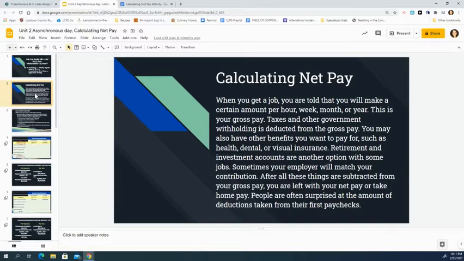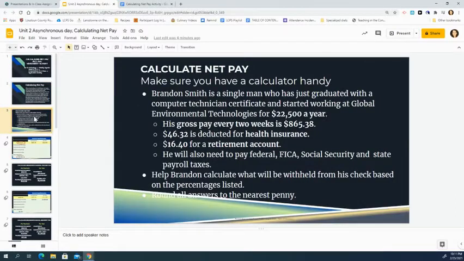After all of these things are subtracted from your gross pay, you're left with your net pay, or your take-home pay. People are often surprised at the amount of deductions taken from their very first paychecks. You will see after you calculate it that it is a big chunk of change, and it does make you really question, hey, where's my money going? So we're going to calculate your net pay today.